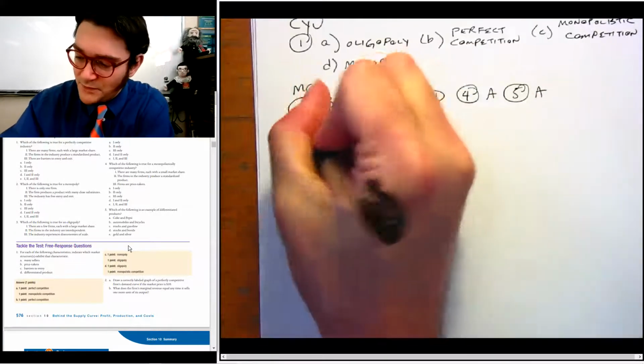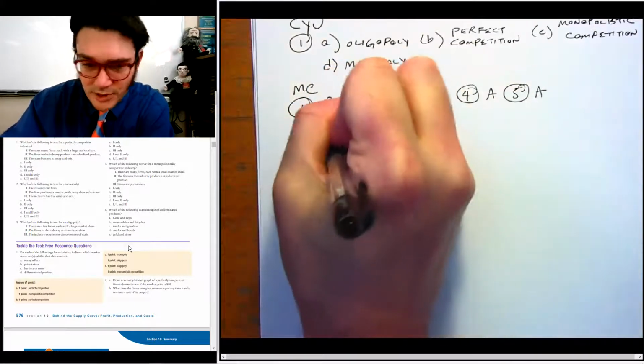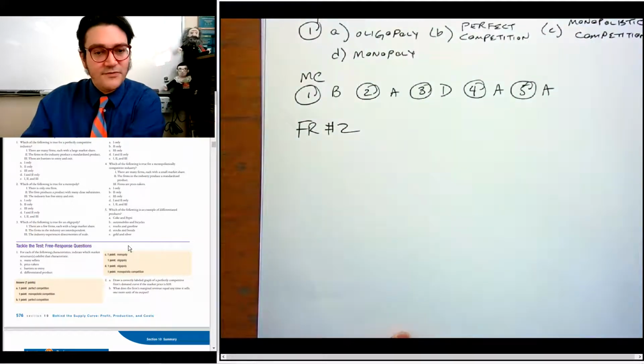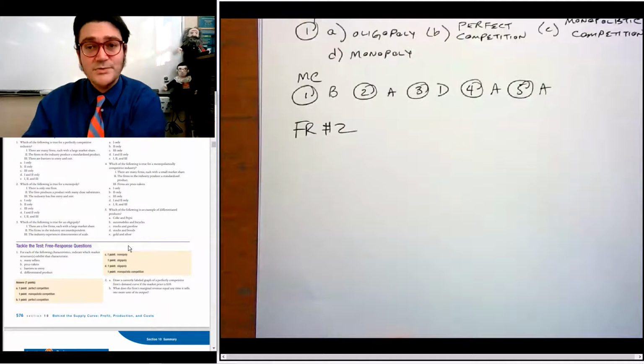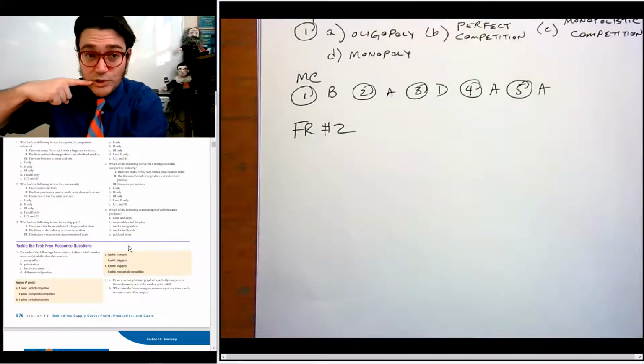All right, last one, free response number 2. Here we go. Draw a correctly labeled graph of a perfectly competitive firm's demand curve if the market price is 10. Oh, well, that one we could have done last unit, right? That one's Mr. Darp, right?